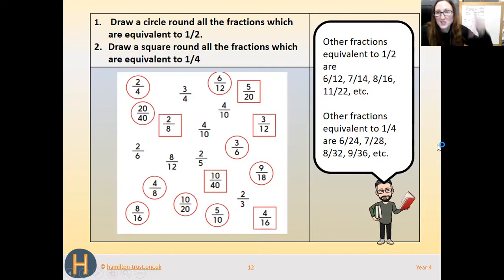But again, as long as your numerator is a quarter of your denominator, so your denominator is 4 times as big as your numerator, then that is equivalent to 1/4. As I say, send it in for us to mark and have a look at as well. And you never know, you may well find your work on Mrs. Blake's slides in the assembly on Friday, celebrating our excellent work.